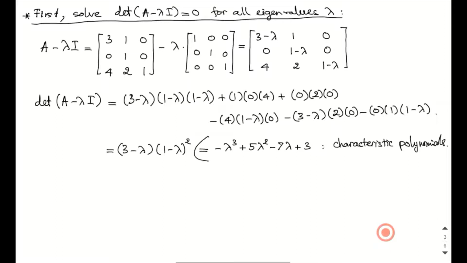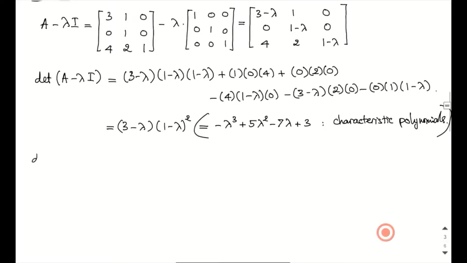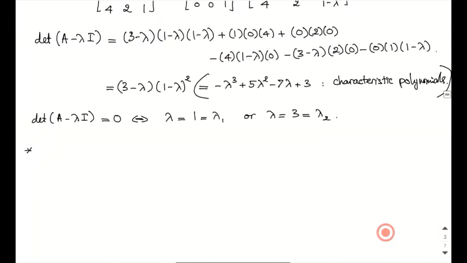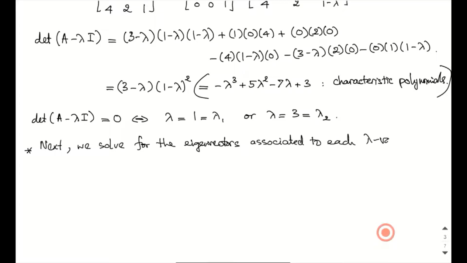However, we are not going to do this in this example, because solving this equation equals 0 is much harder than solving the factored form equals 0. So the determinant of A minus lambda I equals 0 if and only if lambda equals 1, which I will denote as lambda 1, or lambda equals 3, which I denote as lambda 2. Alright, so we did the first part here, find all eigenvalues.